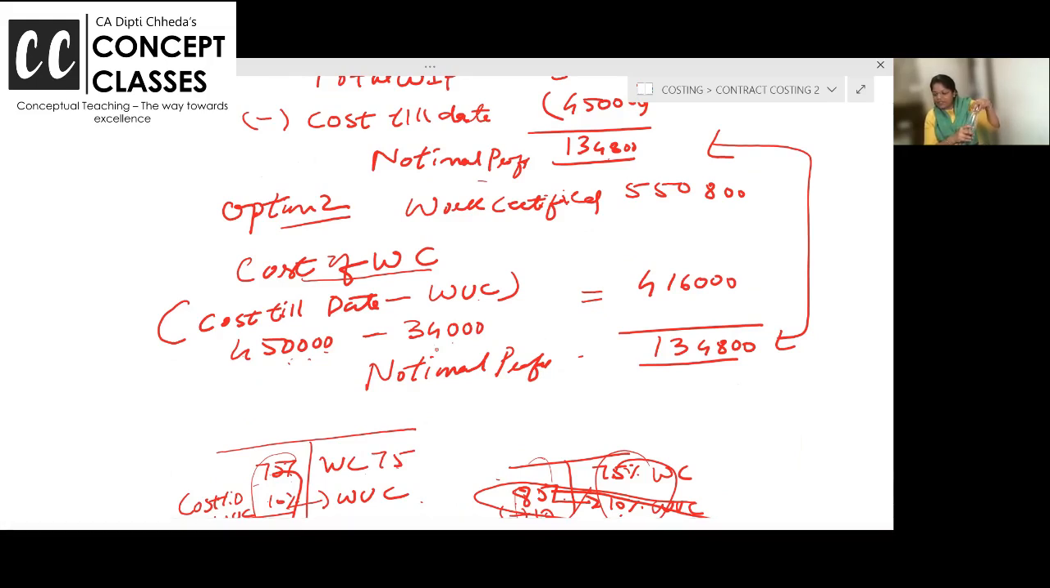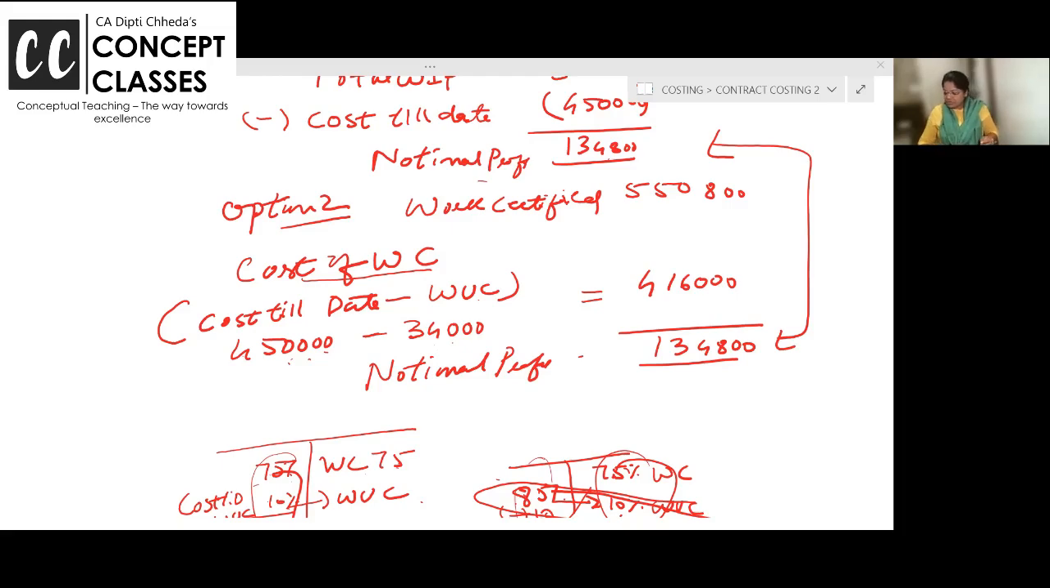Work certified is 5,50,800. Why? I think I'm taking the correct figures. Okay, okay. In the problem by mistake 10 is added. No, printing mistake from my side. I will just correct it immediately after the class. Work certified is 550,800. 550,800 is the work certified.